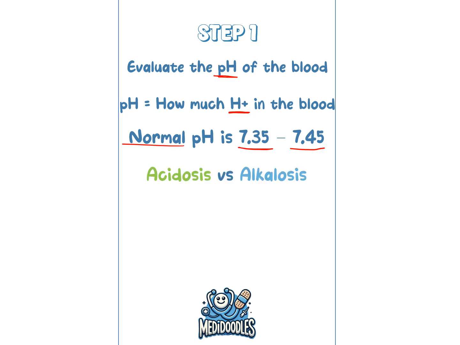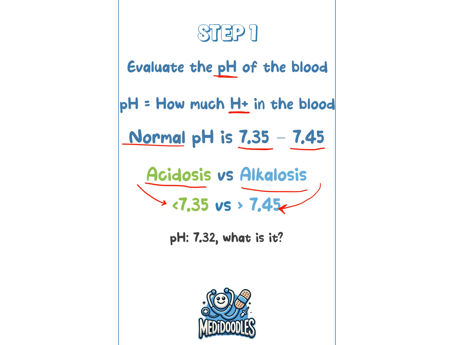Now we have two main terms that we need to be aware of. We have acidosis and alkalosis. Whenever we say the term acidosis, we're referring to a pH of less than 7.35. And whenever we say alkalosis, we're referring to a pH that's more than 7.45. Let's take this for an example. 7.32. What is it considered? Acidosis or alkalosis? If you answer acidosis, you're on the right track.